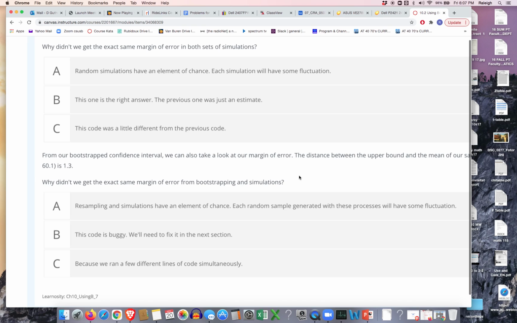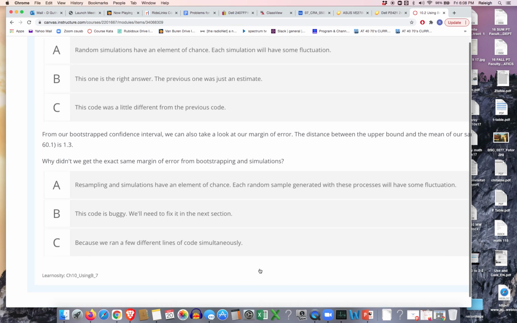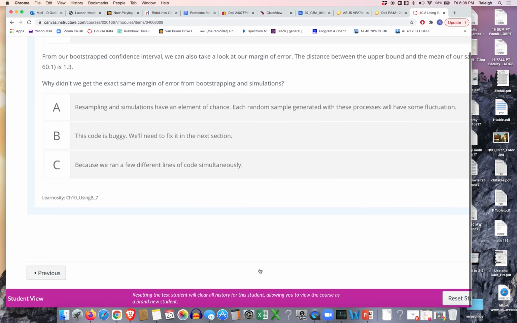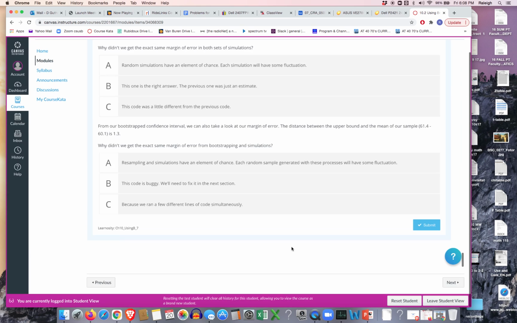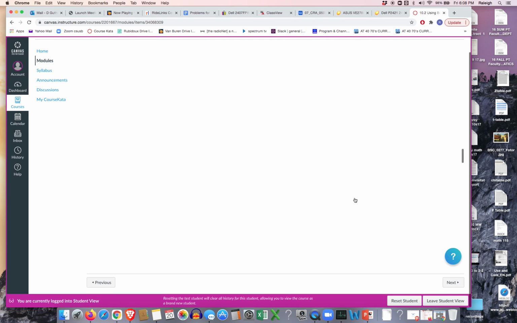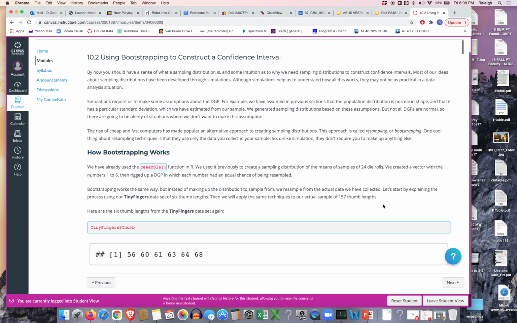And they're only giving you a chance for one answer here. Don't pick B. This code is buggy. Well, that may be true, but that isn't the right answer. We need to fix it in the next section. I agree with that. Because we ran a few different lines of code simultaneously, no. They can run hundreds, thousands of lines of code and not worry about that. So that's it for that section, using bootstrapping to construct a confidence interval.